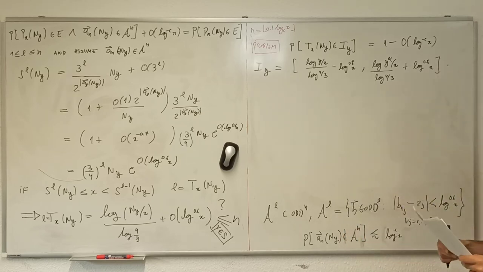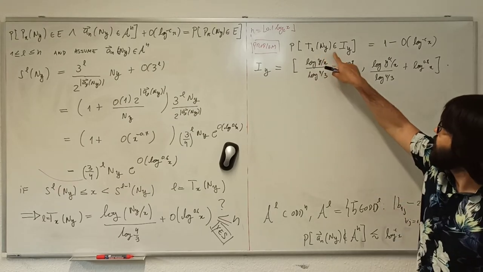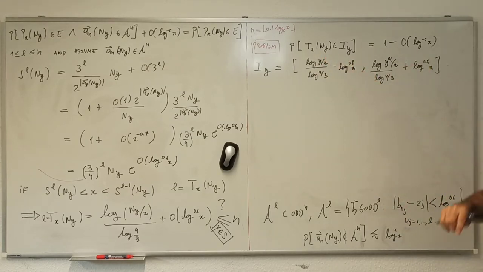And it's not hard to show that the probability of Tx of ny belonging to this interval is like this. Okay.